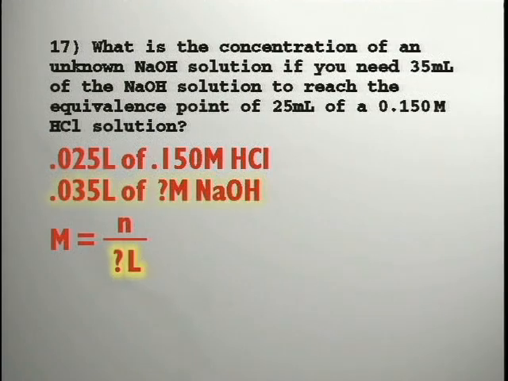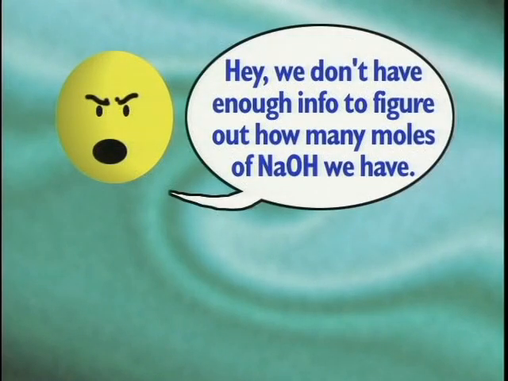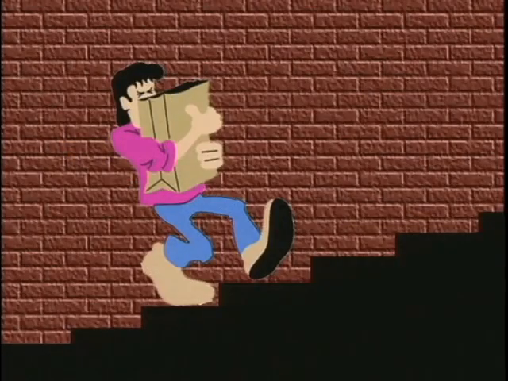We can fill in the L because we know the volume of NaOH is 35 milliliters, or 0.035 liters. But we need to find N, the number of moles. The equation we'll use to find moles is just a rearrangement of the molarity formula. N, the number of moles, equals capital M, the molarity, times V, the volume in liters. You're probably thinking, hey, we don't have enough information to figure out how many moles of NaOH we have. Don't worry, we do have enough information. It will just take a few steps to get there.